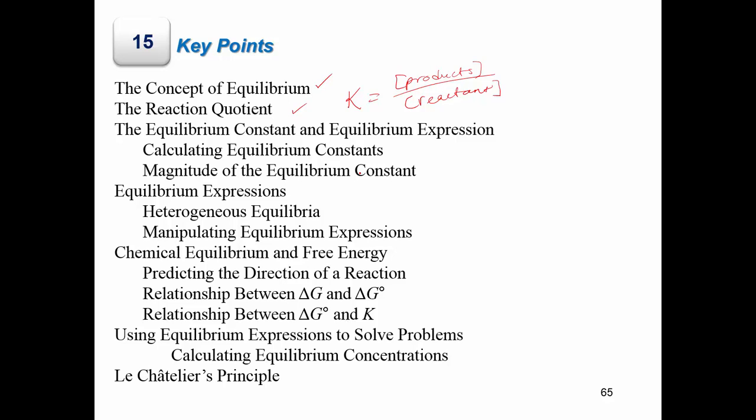Now we can look at spontaneity with our Gibbs free energy as well. And we can predict the direction of the reaction. Now remember the relationships between your delta G and your delta G naught and your K. There are calculations to be had there. Your heterogeneous equilibria was if we have some things that are solid, some things that are liquid, some things that are aqueous, some things that are gas. Remember, solids and pure liquids do not enter into the equilibrium expression. Now we can also use these equilibrium expressions to solve problems. We can calculate all sorts of things left, right, and center. And of course Le Chatelier's principle, which is what your lab is based on for this particular unit.